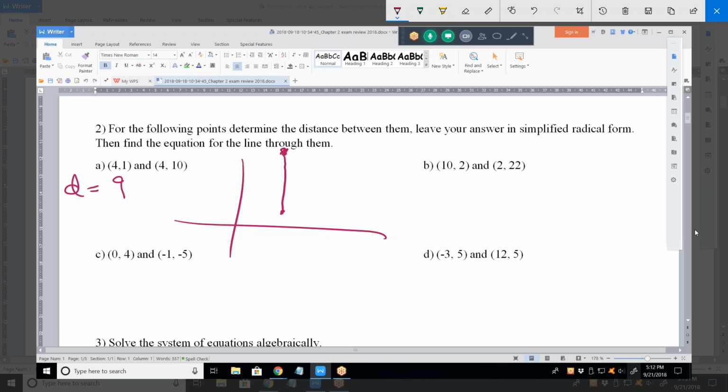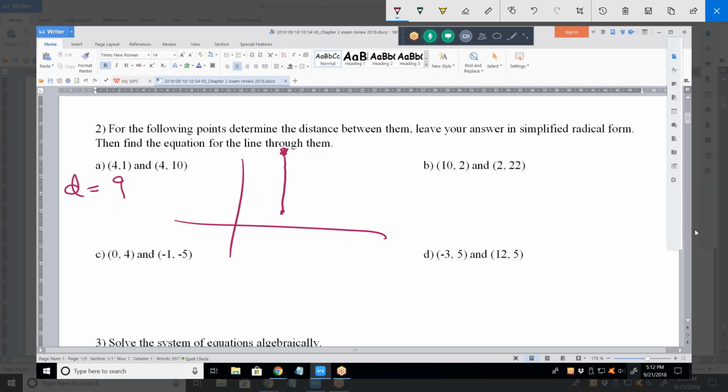Now, you can't use that easy of a solution if it's not a horizontal or a vertical line. In other words, in B, we don't have a horizontal or vertical line, we have a diagonal line. Then we have to use the distance formula. Okay.